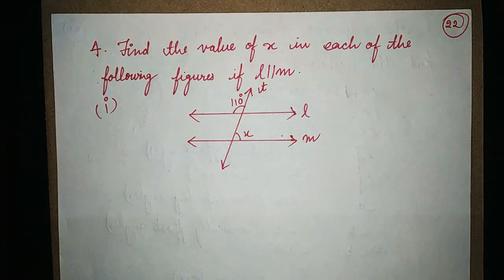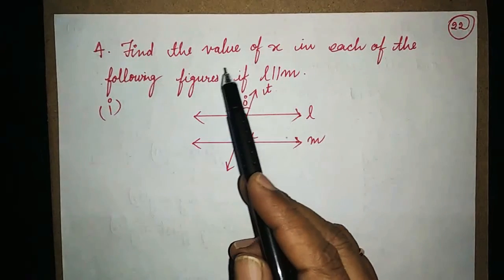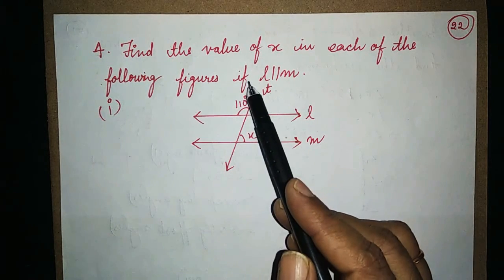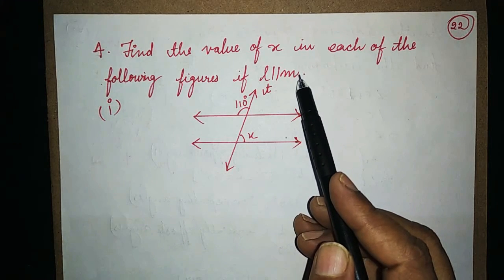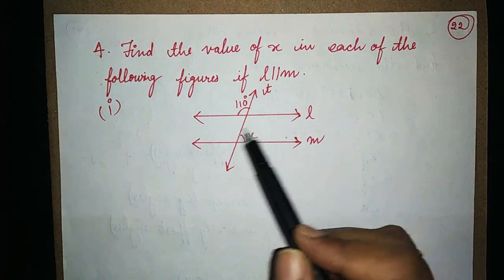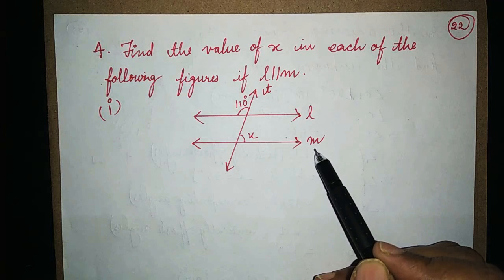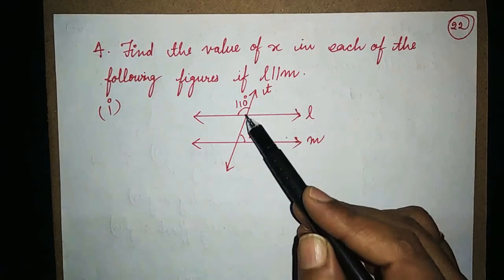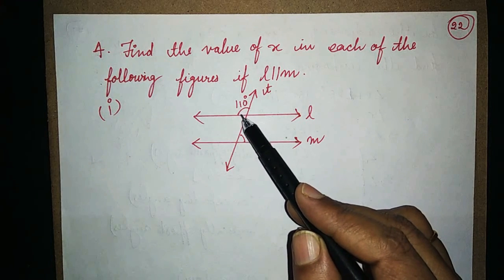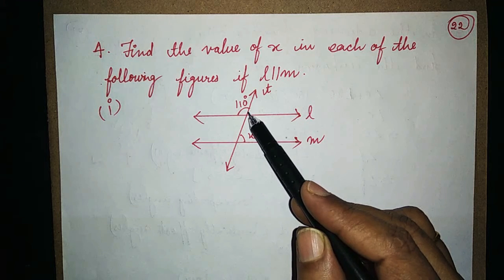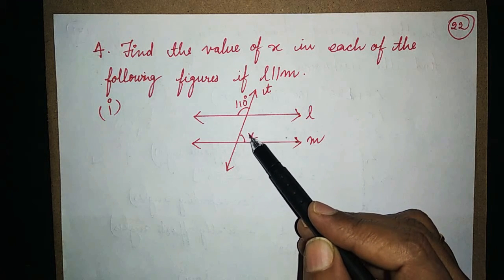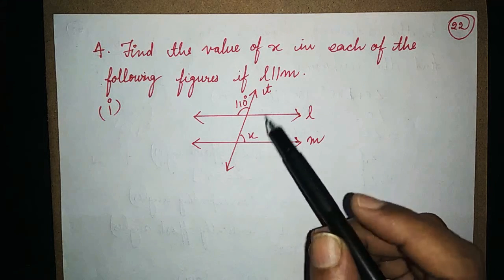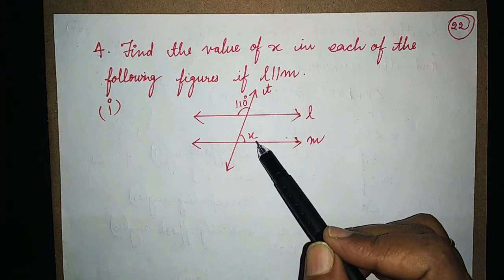The first part of question number 4. Find the value of x in each of the following figures if L is parallel to M. Here you can see line L is parallel to line M and T is a transversal line. Here you can see two angles. One angle is 110 degree and this angle X, and this is the unknown angle, and we have to find here value of this angle X.